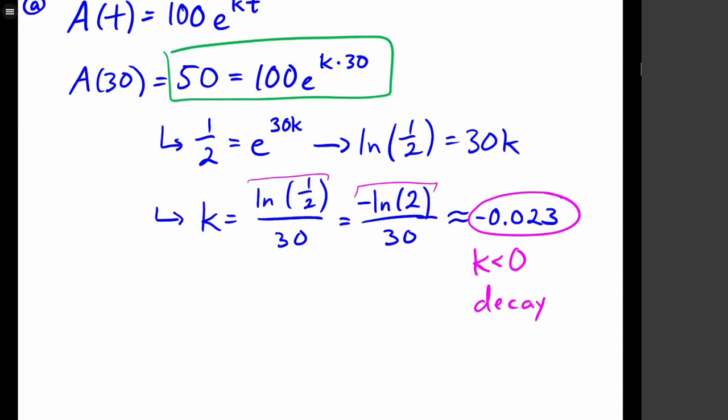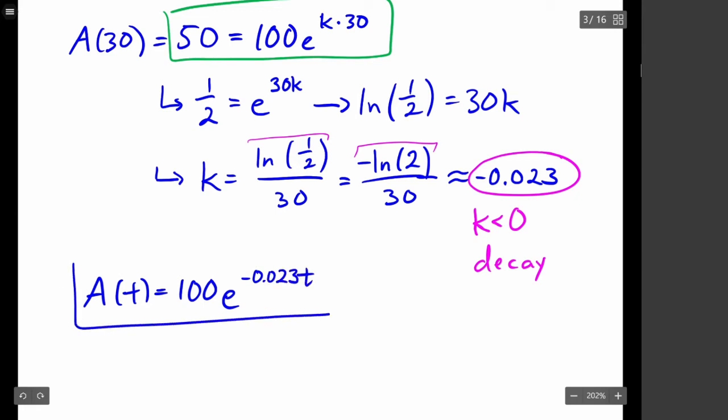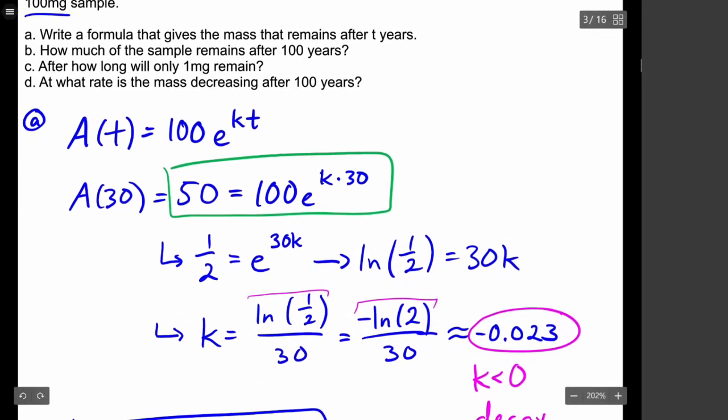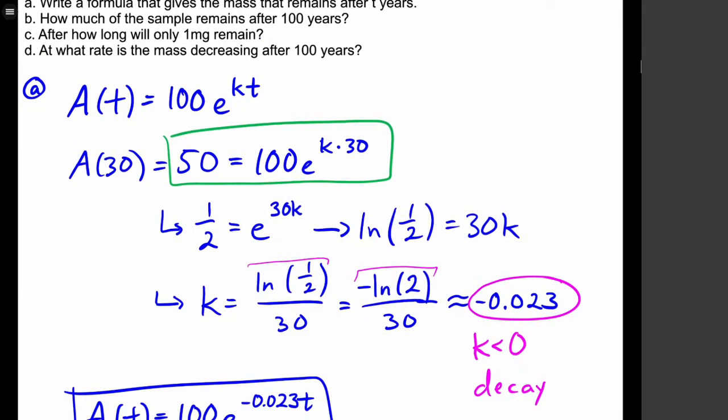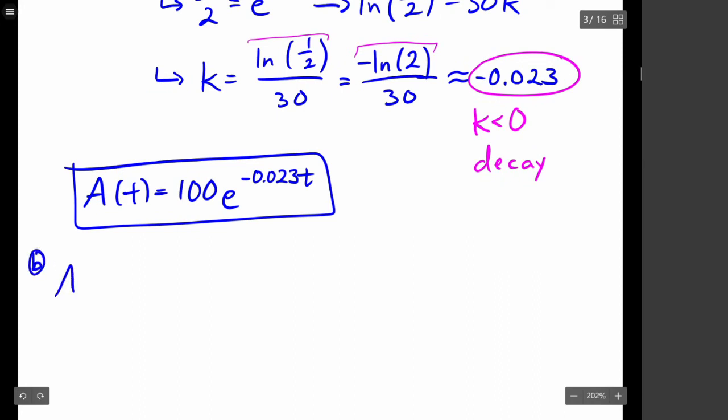Okay? All right. So we can now write down our function for the amount of mass left over. Okay? And there we go. This here is our function for the mass left over after t years. All right, so that's part A. Part B is asking how much remains after 100 years. Well, all that's asking us for is, what is A of 100?